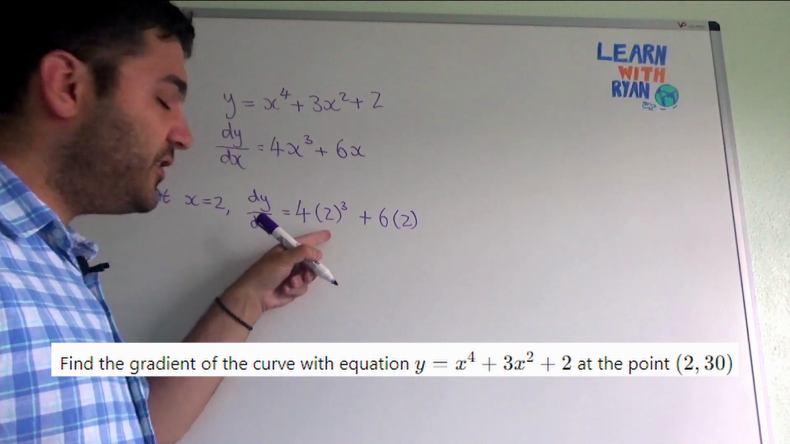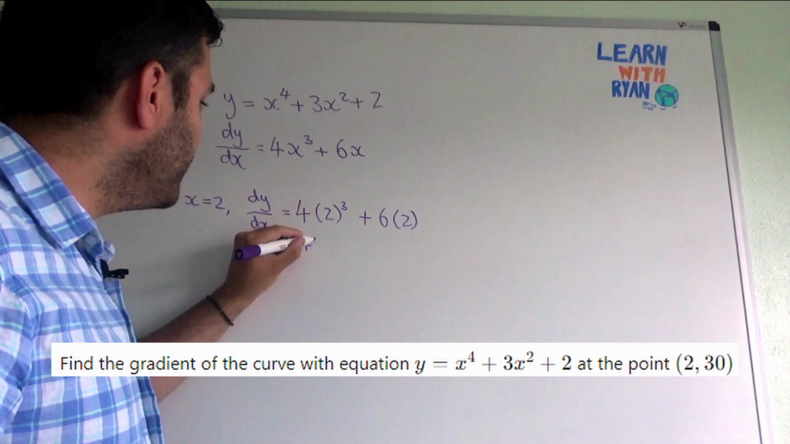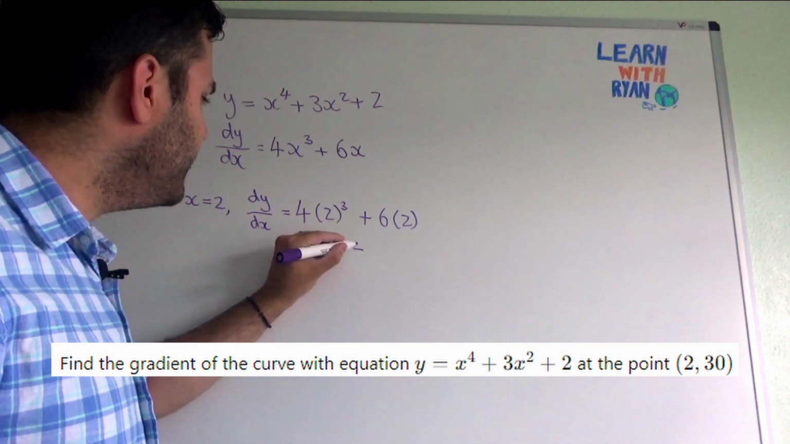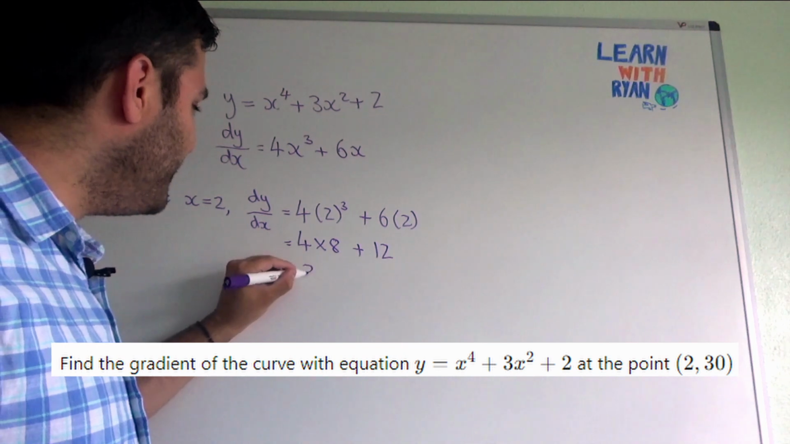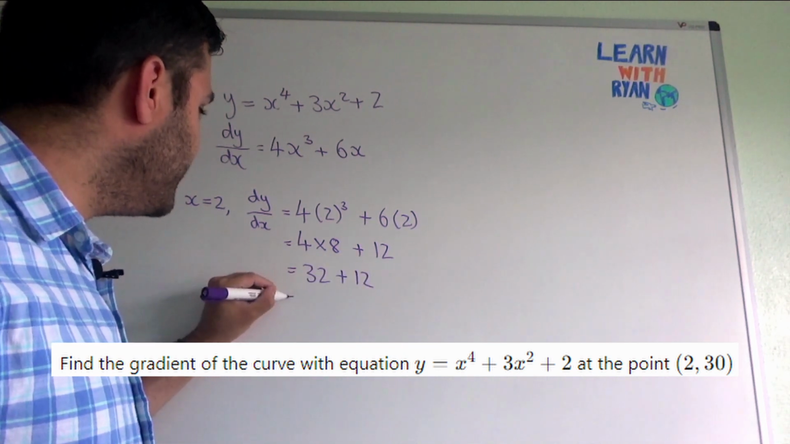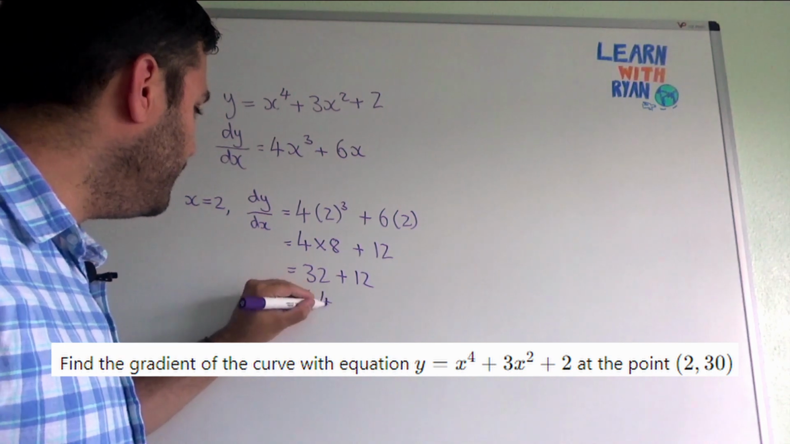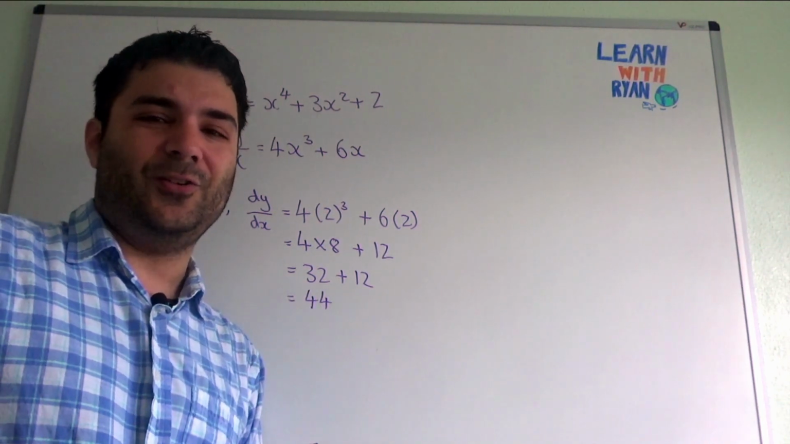2 cubed, well, that's 2 times 2 times 2, which is 8. So we've got 4 times 8. 6 times 2 is 12. 4 times 8 is 32. So we've got 32 plus 12, which is 44. And that is the gradient at that particular point on the curve.